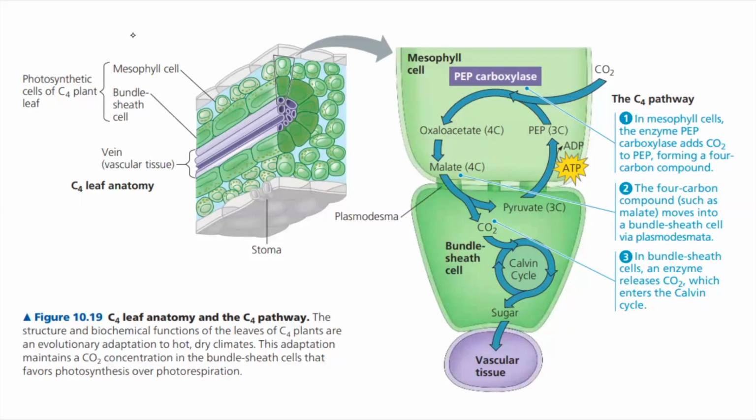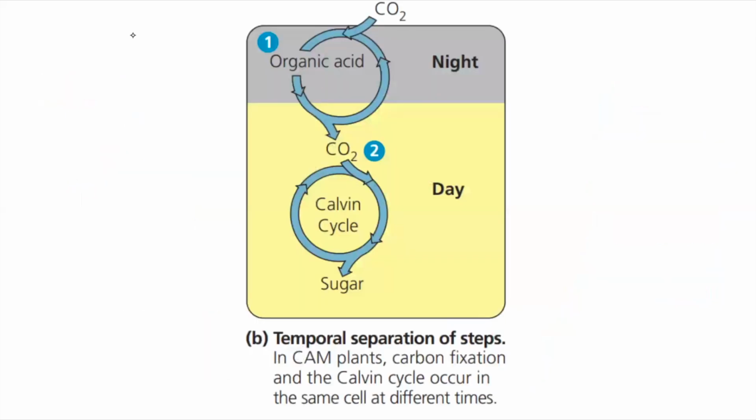Okay. Now, in a CAM plant, they do something similar, but instead of using different locations, they use different times. So in a CAM plant, what they do is at night, they'll open their stomata because it's cooler. And what they'll do is they'll concentrate their CO2 at night. And then during the day, they can close their stomata.